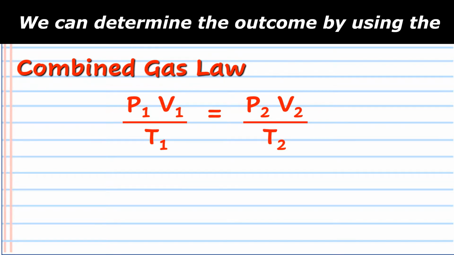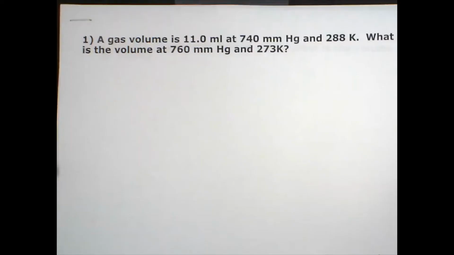So the formula is P1V1 over T1 equals P2V2 over T2. It's important to remember that in this gas law formula, the temperature must be in Kelvin degrees. We cannot use Celsius. So let's try to use that formula to solve some word problems. And remember, whenever we have word problems, the first thing we always do is make our givens list.